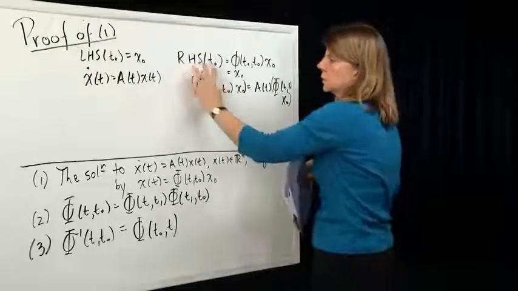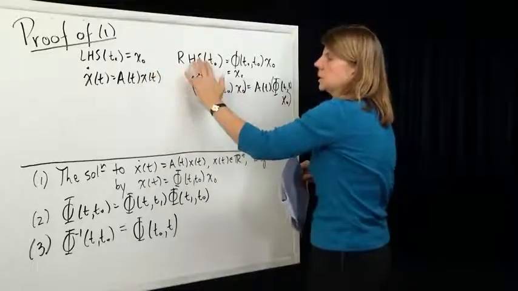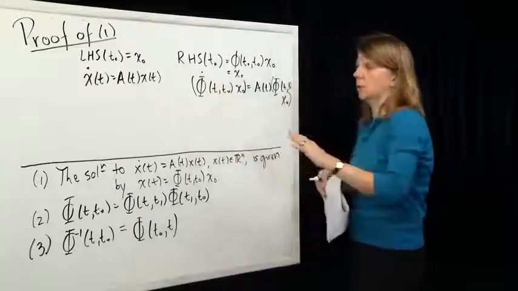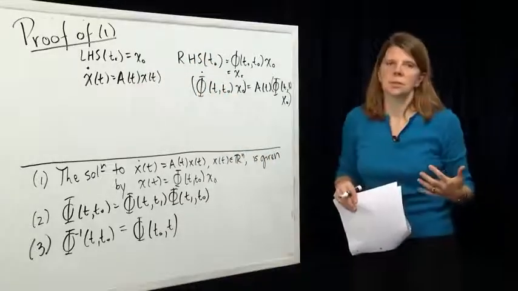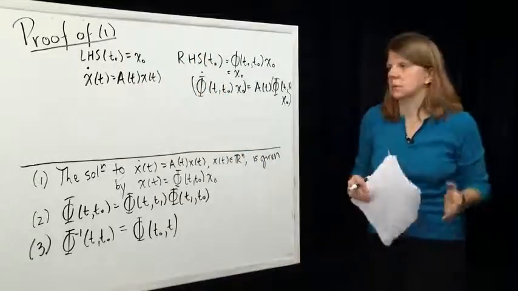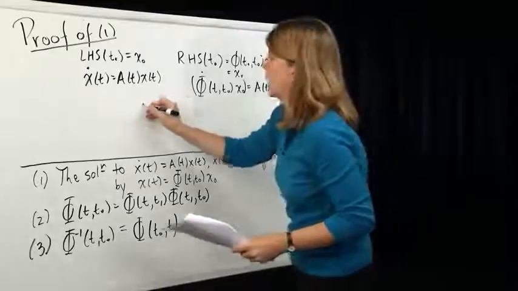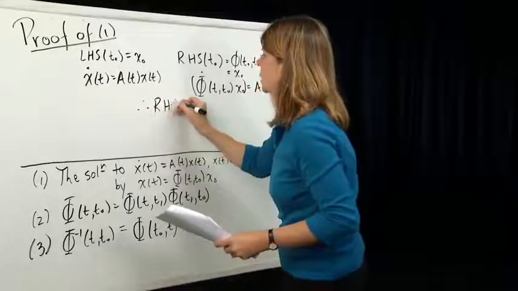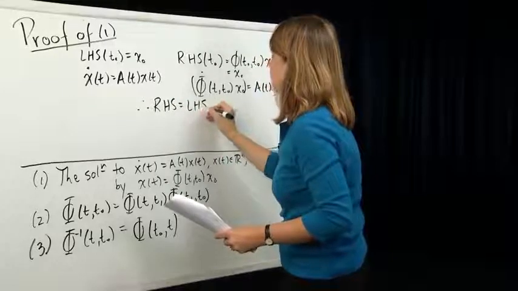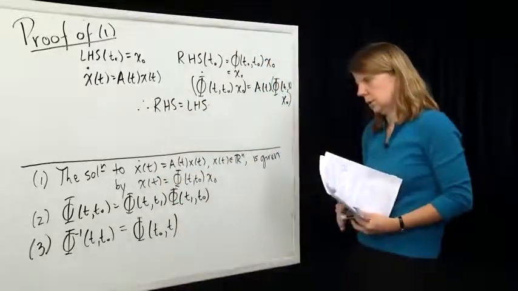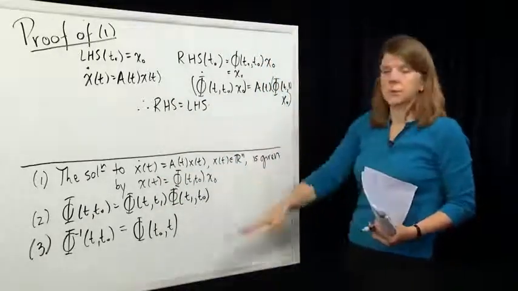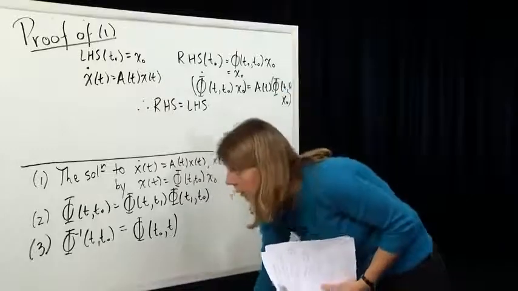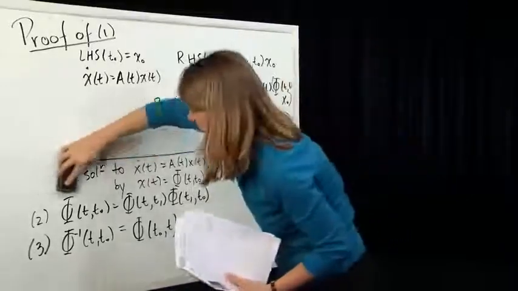So since both functions satisfy the same initial condition and they satisfy the same differential equation, and that differential equation satisfies the existence and uniqueness theorem properties, that tells us that the two functions of time are equal to each other. So right-hand side is equal to left-hand side. And we can follow the same strategy for the second property.